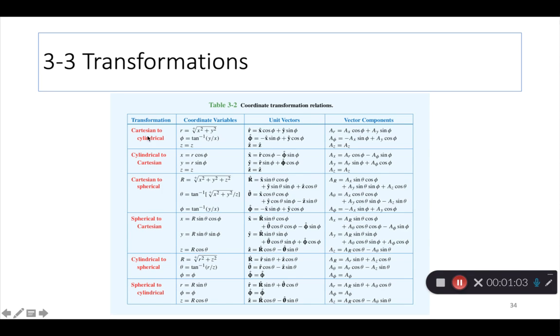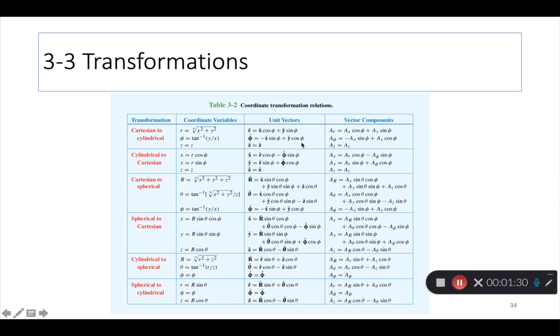So, for example, if you want to go from Cartesian to cylindrical, now remember Cartesian or rectangular, everything is in x, y, z. So, to convert to cylindrical, which is in r, phi and z, the z remains the same. The r can be derived from the x and y like this, and so on, right?